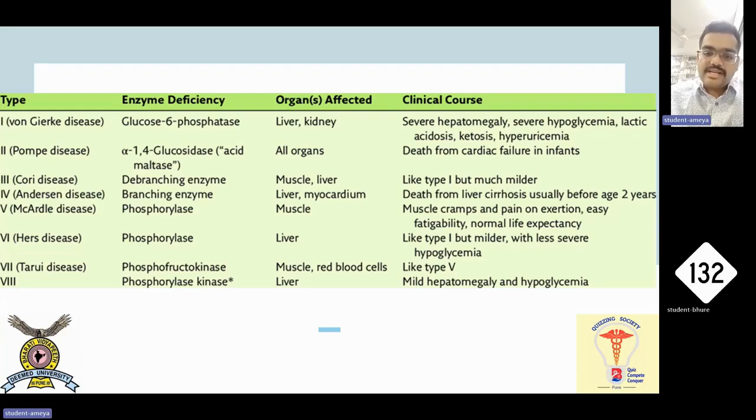GSD 4 is Anderson disease. Here the main clinical feature is cirrhosis. GSD 5 is McArdle's disease. McArdle's presents with muscle cramps and myoglobinuria. GSD 6 is Hers' disease, having milder hypoglycemia. GSD 7 is Tarui's disease. It is similar to GSD 5.